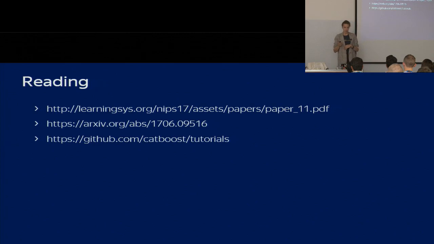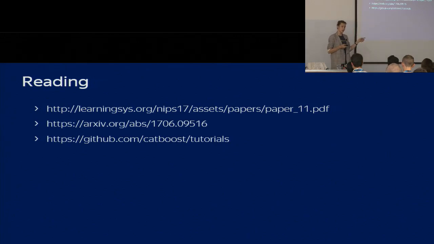Now here are 3 links I want to point you to. The first one is a very technical paper. It's our paper at the NIPS workshop for machine learning systems 2017. And you can find the explanation of how the algorithm works, the details, how we deal with categorical features, how we do the ordered boosting. So it explains the implementation details.